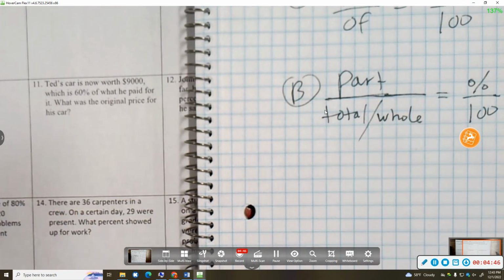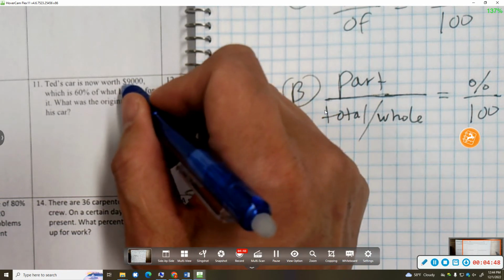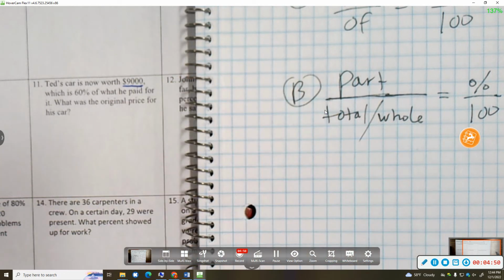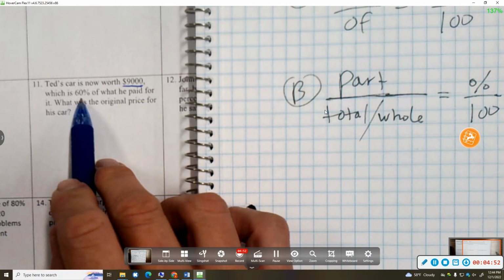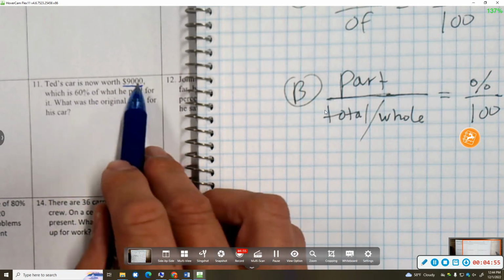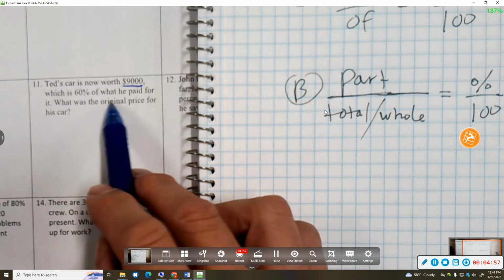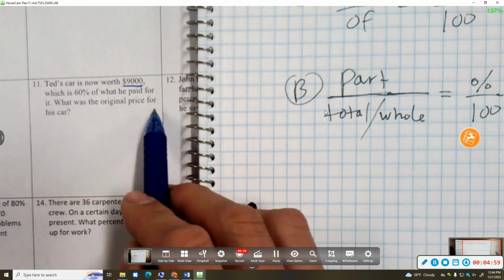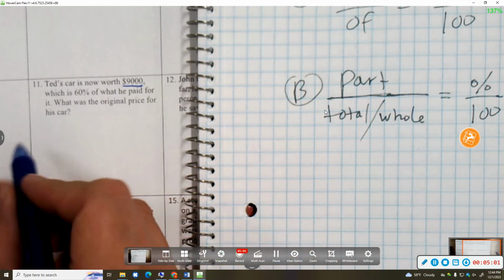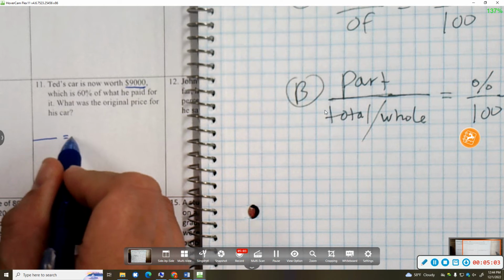Okay, so let me read this real fast. Ted's car is now worth $9,000. So right now, which is 60% of this one. So this goes with this one, okay? Of what he paid for it. What was the original price of his car? Okay, so again, write a proportion first.